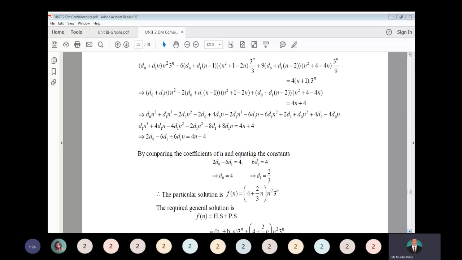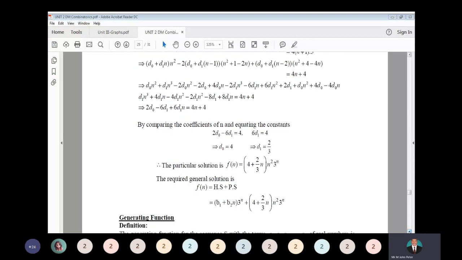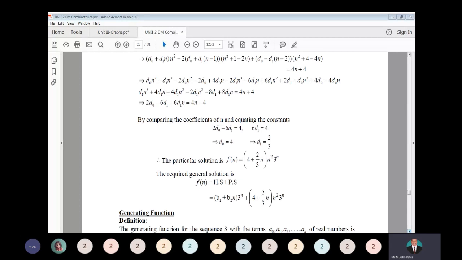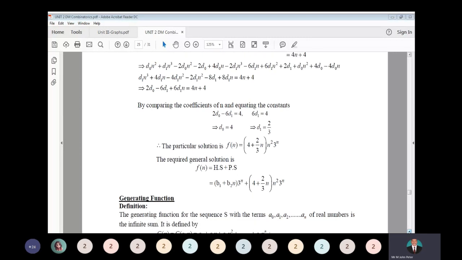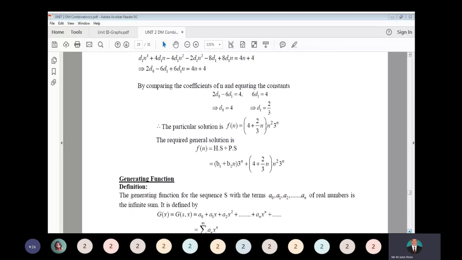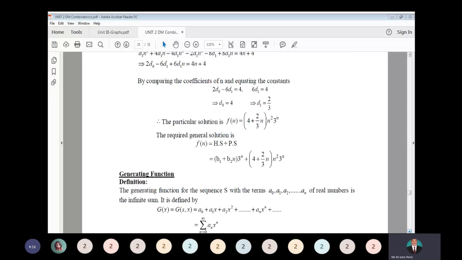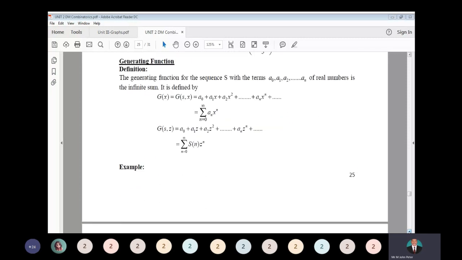So with these values d0 and d1, you will get f of n equal to (4 plus 2 by 3 n) into n square into 3 power n. So the required general solution is homogeneous solution plus particular solution. So that is (b1 plus b2 n) into 3 power n plus (4 plus 2 by 3 n) into n square into 3 power n.